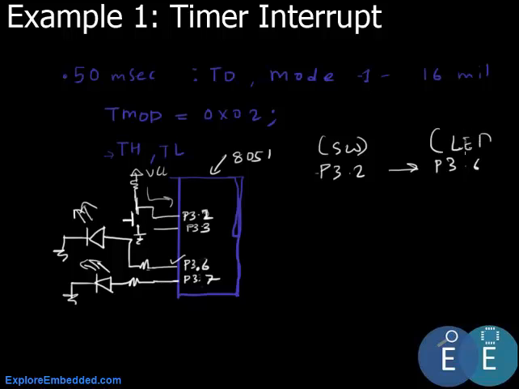So we do this in the main program, and we use the timer in an interrupt mode where we configure the timer to generate a delay of 50 milliseconds. And on every 50 milliseconds we toggle the LED on port 3.7. So this LED is toggled.